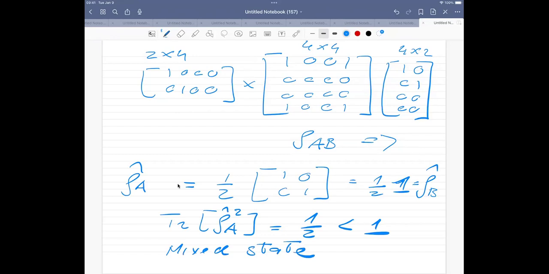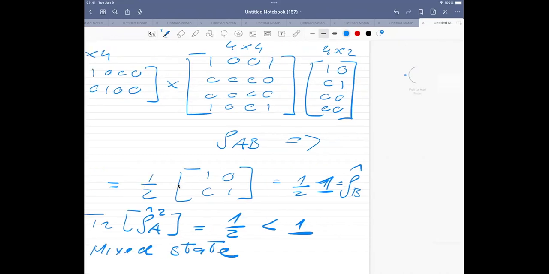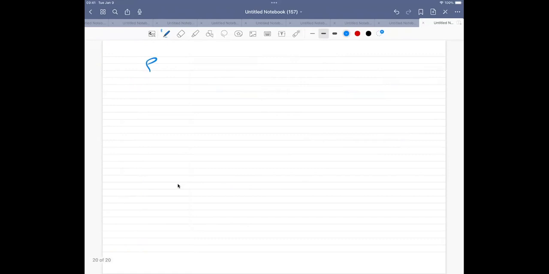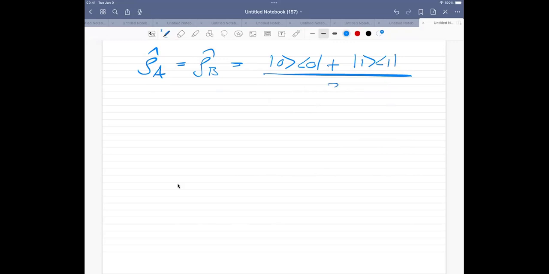And the reason for that is that if you look at this density matrix which you get, if you write it out in terms of the components, this is going to be equal to rho B. It's going to be equal to |0><0| plus |1><1|, divided by 2.